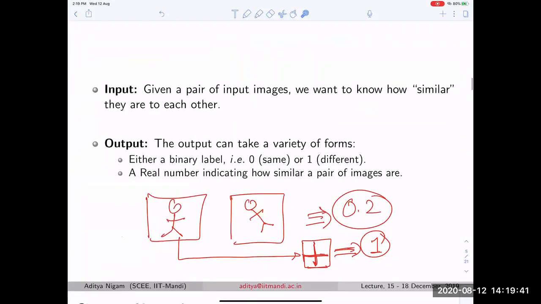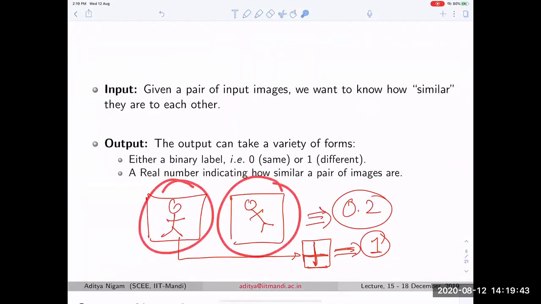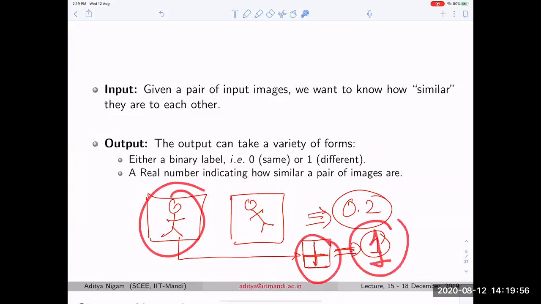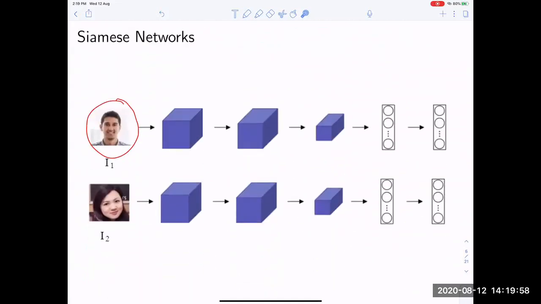This is our problem statement: if I give you an image like this and an image like this of the same person or very similar images, then the value should be as low as possible. And if I give you an image like this and this, the value should be as high as possible. So for that, we are going to use a network.